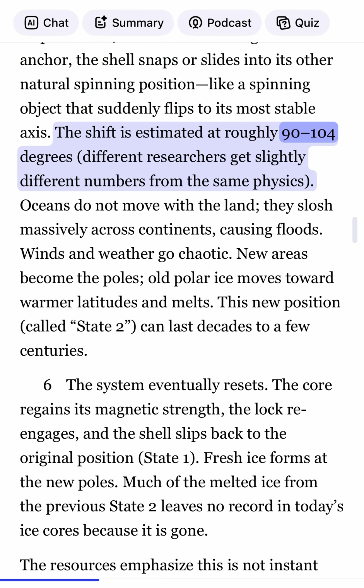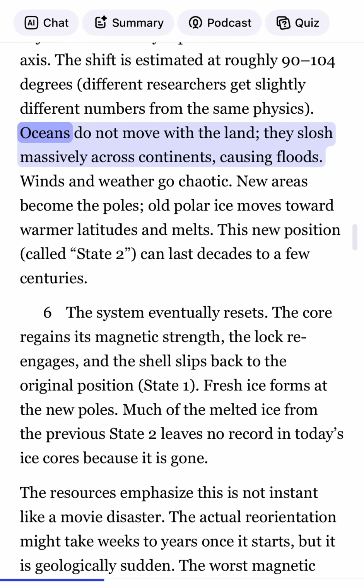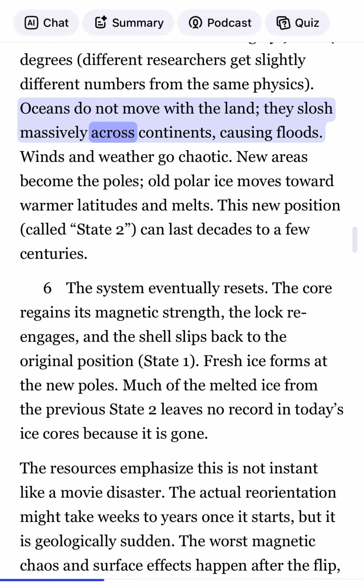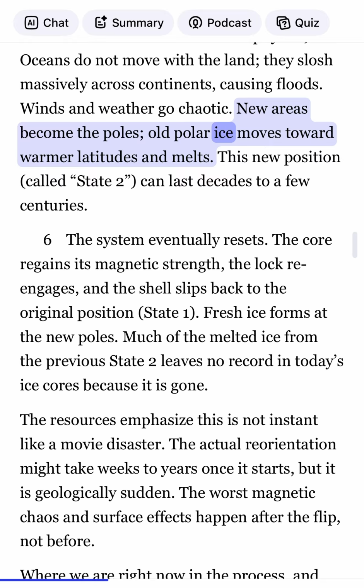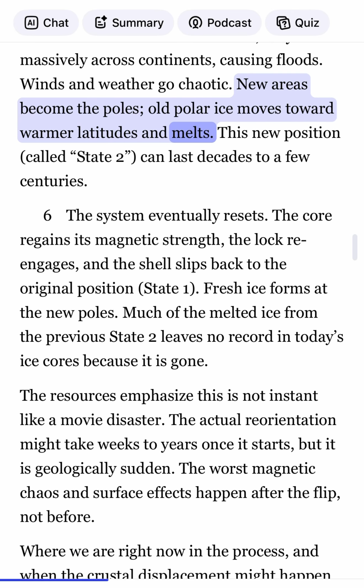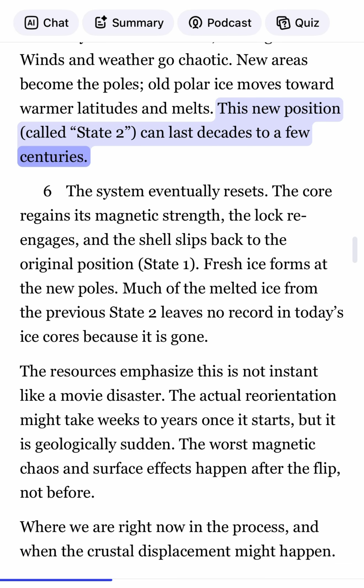The shift is estimated at 104 degrees. Oceans do not move with the land, they slosh massively across continents, causing floods. Winds and weather go chaotic. New areas become the poles, old polar ice moves toward warmer latitudes and melts. This new position can last decades to a few centuries.